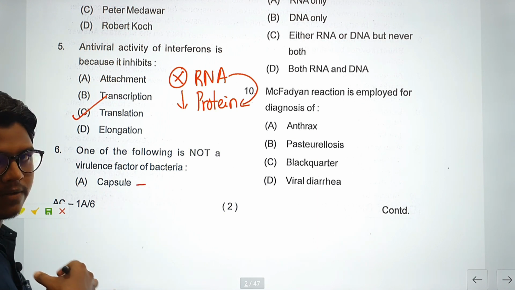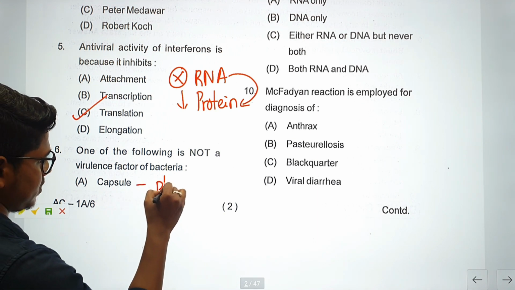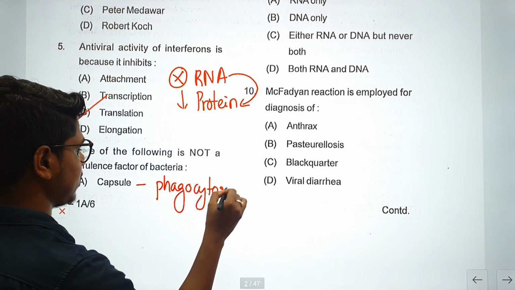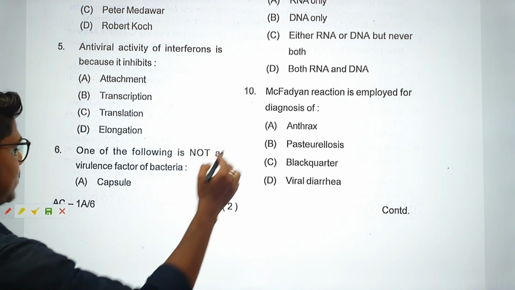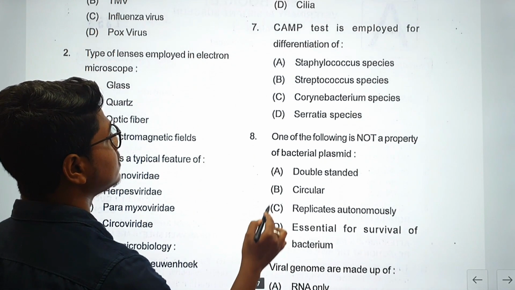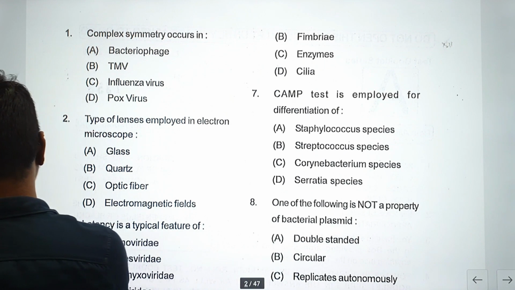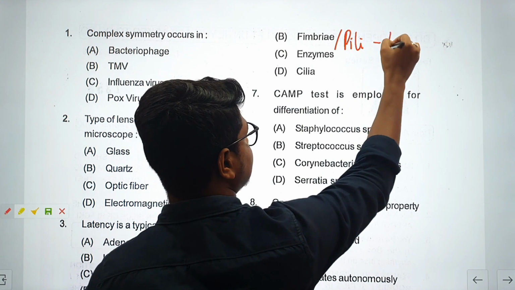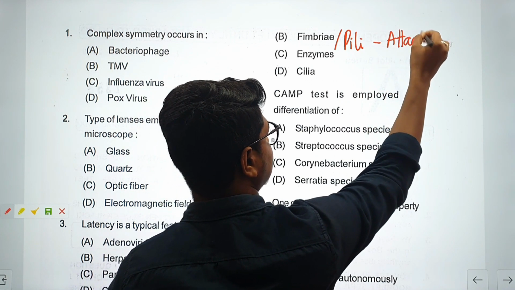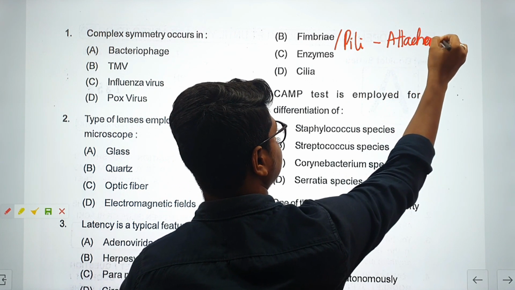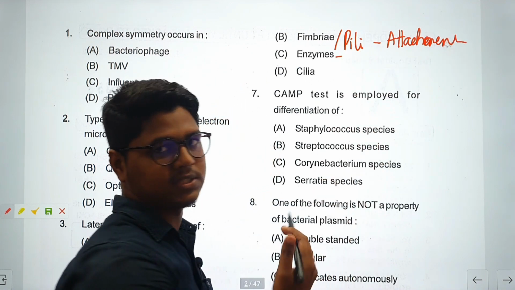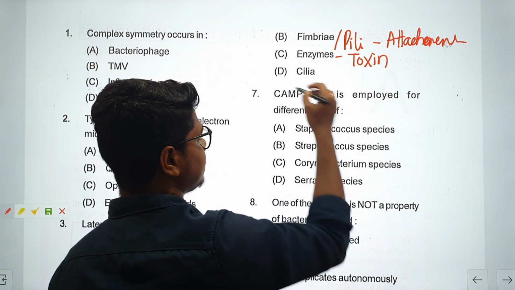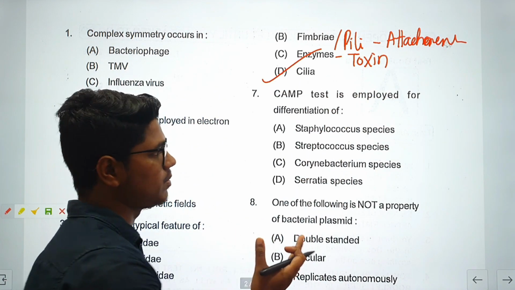One of the following is not a virulence factor of bacteria. Capsule helps in evading phagocytosis, so this contributes to virulence. Fimbriae or pili are essential for attachment, so they contribute to virulence. Enzymes, all the toxins are nothing but enzymes, so they contribute to virulence. Only the cilia is basically for motility.